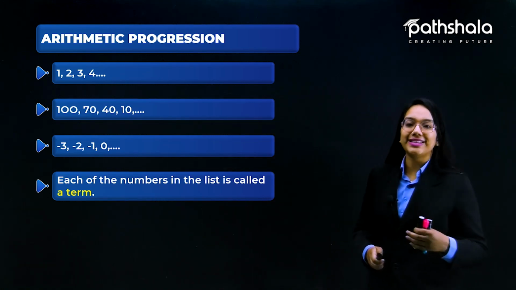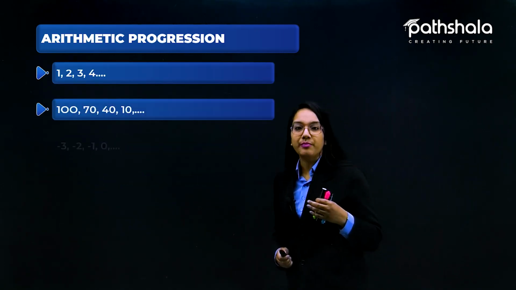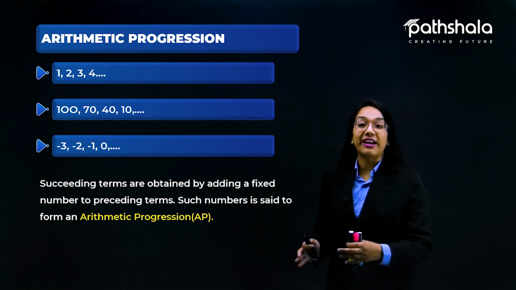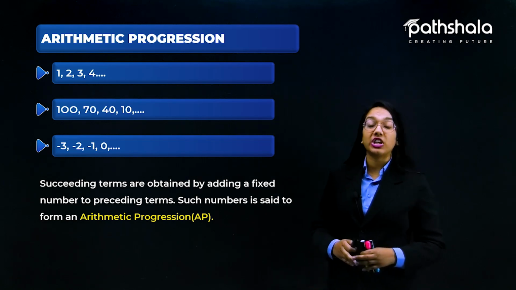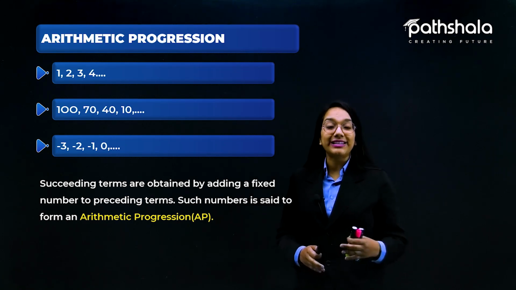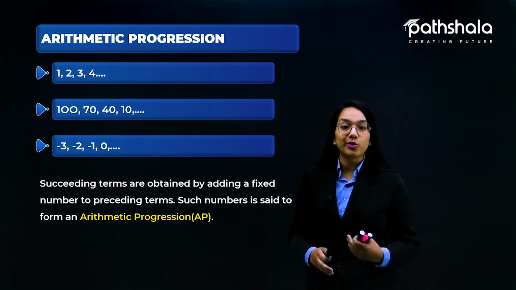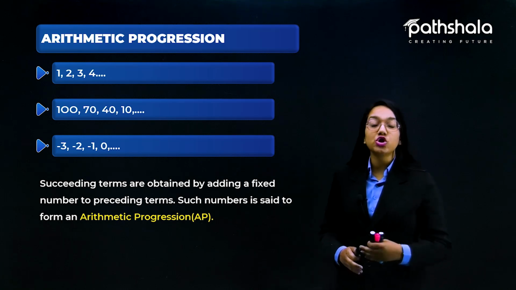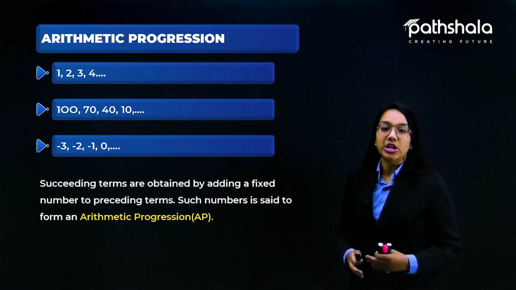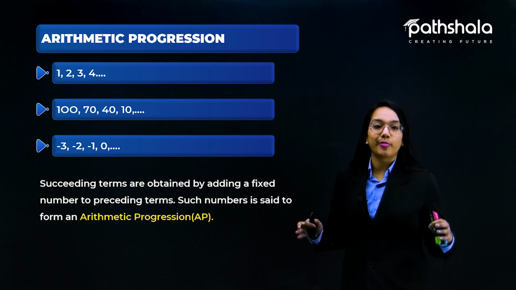So how can we relate these numbers with the arithmetic progression? Let us repeat these numbers again, we have these three lists. Succeeding terms are obtained by adding a fixed number to the preceding terms. You can see that in 1, 2, 3, 4, the succeeding term is obtained by adding a fixed number to the preceding term, and such numbers are said to form an arithmetic progression. Such types of numbers always form an arithmetic progression.